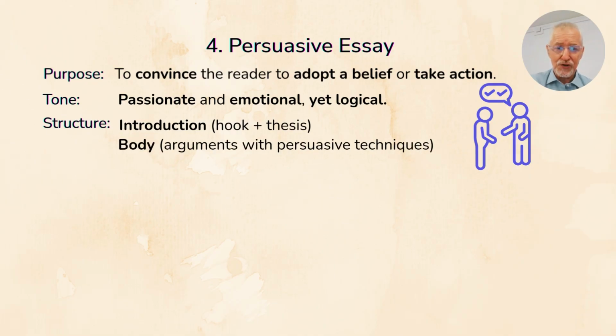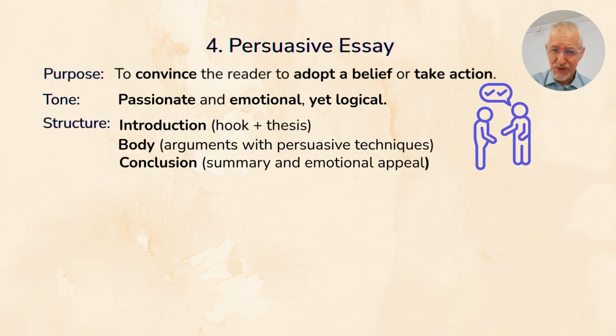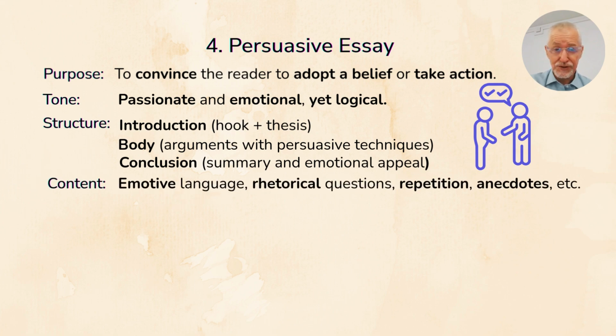The body of your essay, 3 paragraphs, use the 3 persuasive techniques of ethos, pathos, and logos, 1 paragraph for each. And in your conclusion, you summarize the essay and make an emotional appeal for the person to believe or to do, to adopt a belief or to take an action. Your content, the language, you use emotive language, rhetorical questions, repetition, and anecdotes. If you use these correctly, then your argument will become convincing.